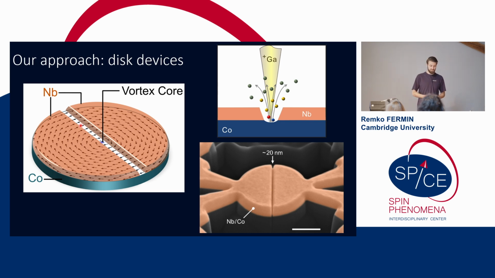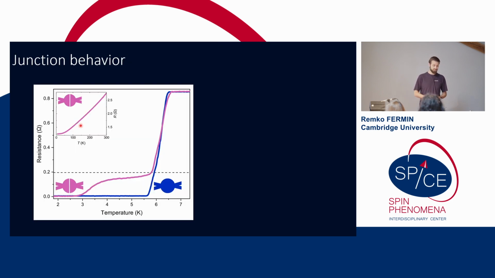Well, then the big question is, are they actually Josephson junctions? Do they actually have Josephson coupling? And in order to show this, I'm showing here the resistance versus temperature, where in dark blue, there's the curve corresponding to a disk device that doesn't have a trench, so there's no junction present.